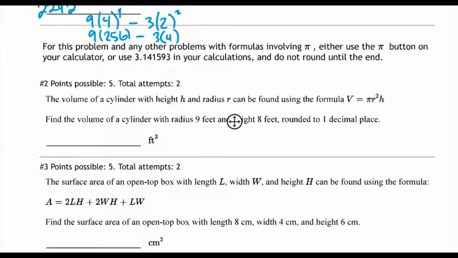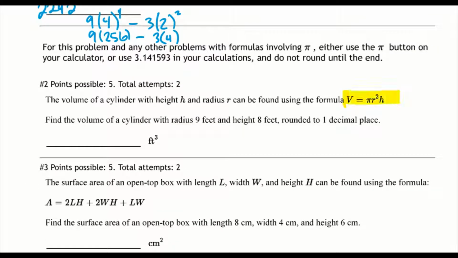So I'm going to be given different scenarios, different formulas, and what I'm doing is plugging the numbers I'm given into the formula. So I have to use the words around the numbers to tell me what to plug them in for. So here radius is 9, so that means r equals 9. Height is 8, so I'm plugging in 8 for h. Remember that pi symbol? We want to use the pi button on our calculators. Don't round to 3.14.